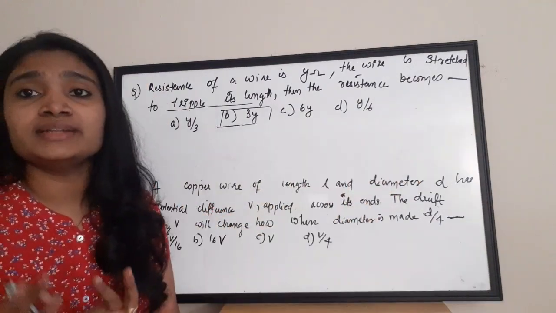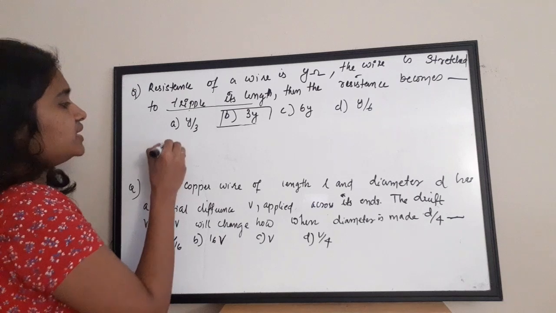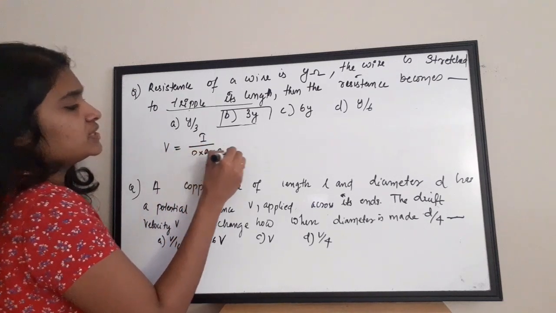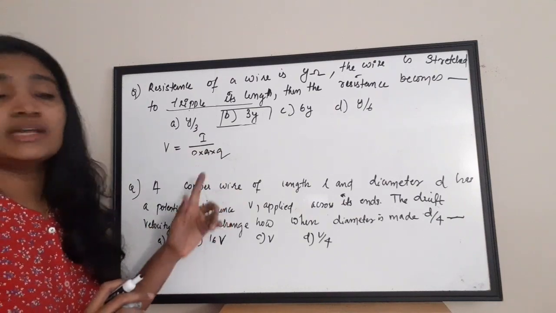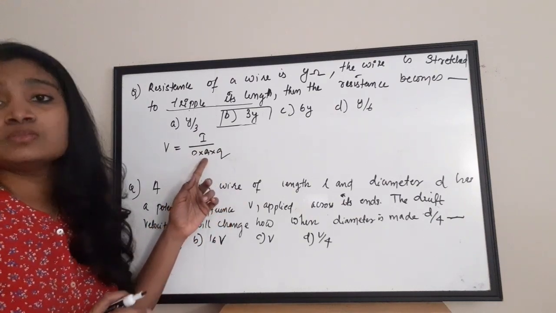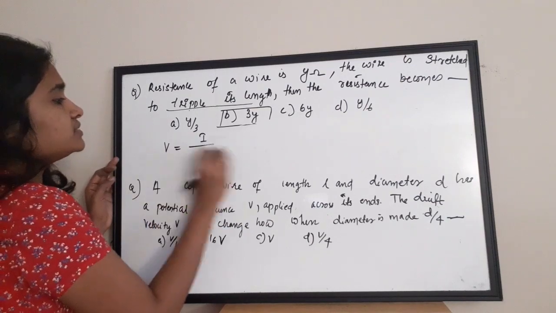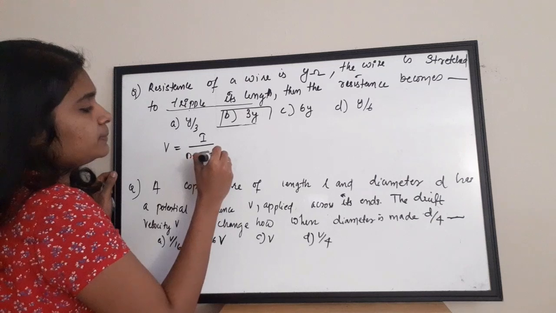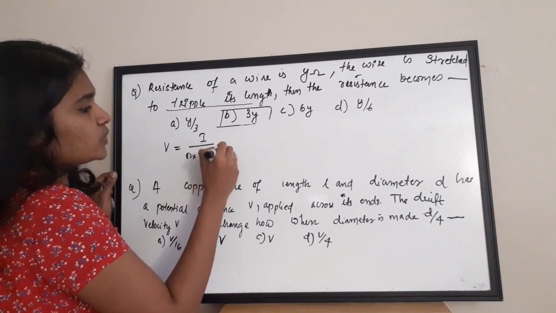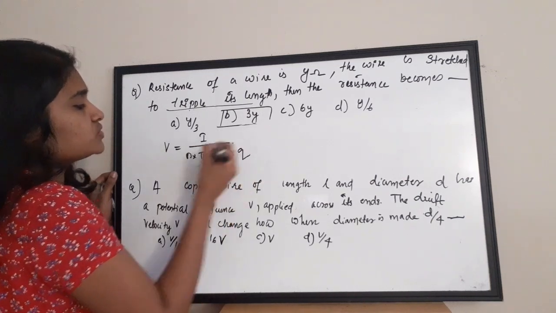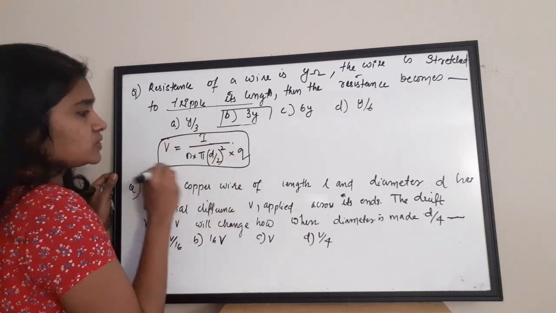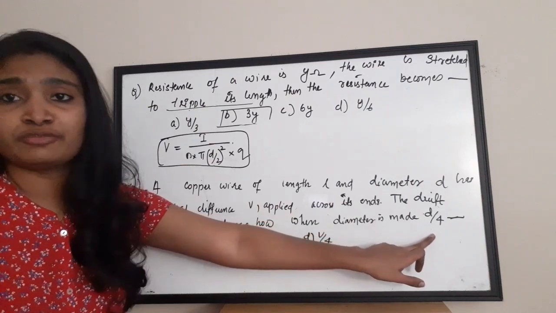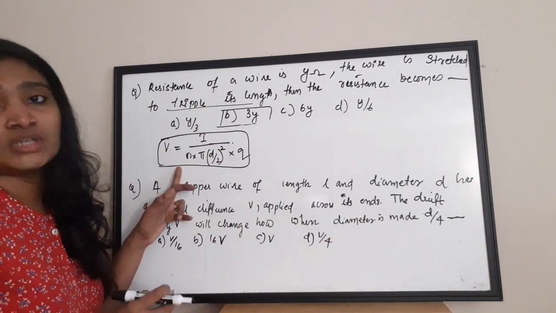So the equation to find the drift velocity is V equal to I by N into A into Q. Since we are using a copper wire, we can write the area in terms of the diameter, that is N into pi into D by 2 square into Q. Right, so this is your original drift velocity. Now in this question it is given that the diameter is made D by 4. So how will the drift velocity change?